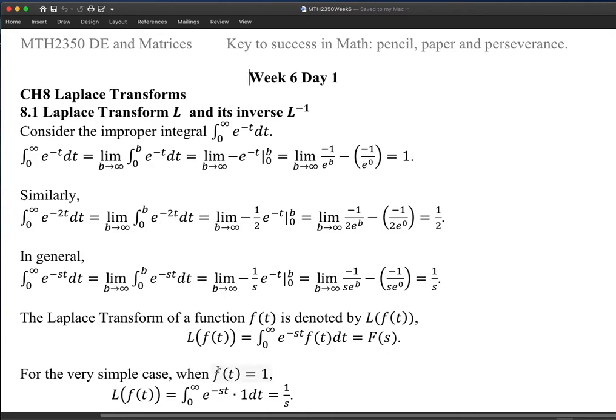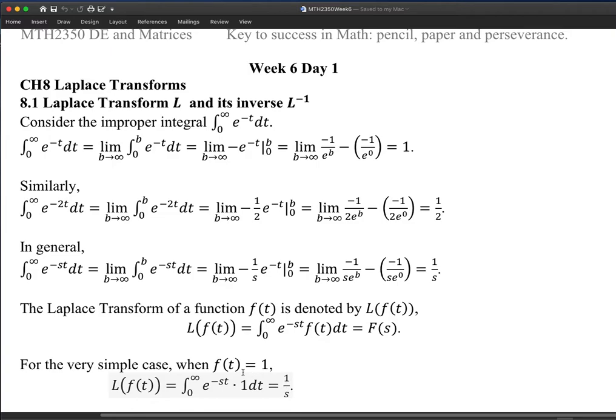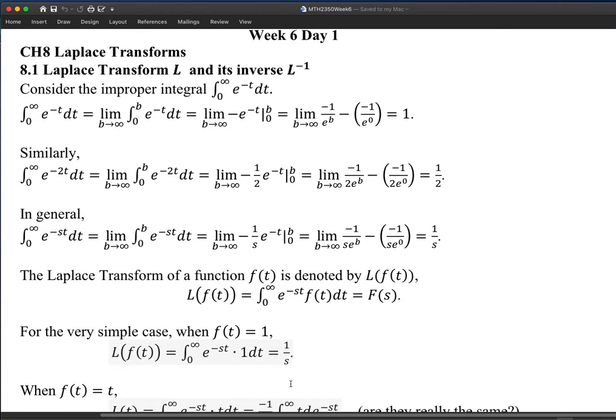Let's consider when the function is 1. The improper integral, the Laplace transform, is calculated as the improper integral from 0 to infinity of e to the negative st times the function times 1. Indeed, this is just the previous example I just calculated. The Laplace transform of the constant function 1 is 1 over s.